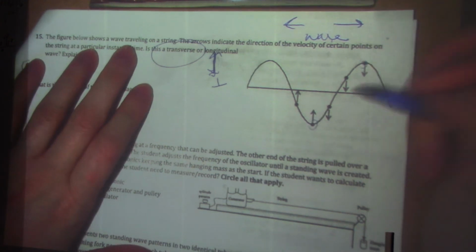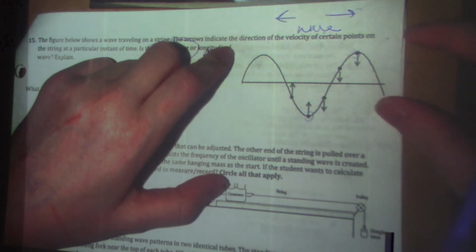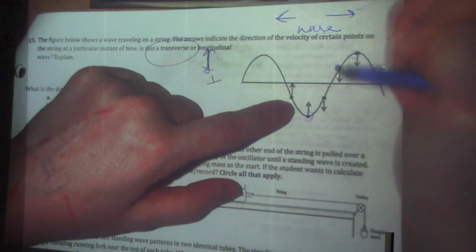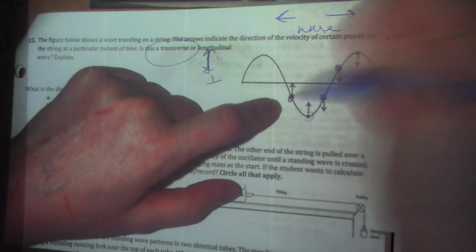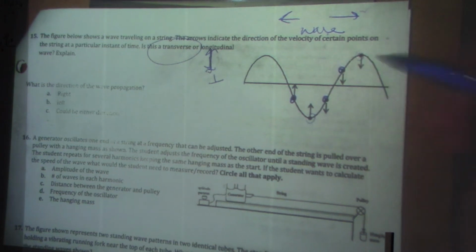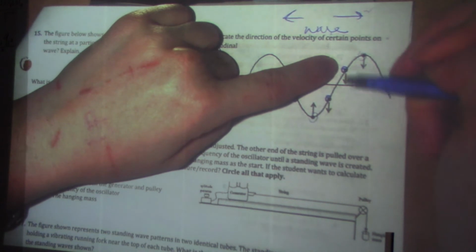I will say that these 2 points right here aren't going to help you, because if the wave was shifting to the left, this point would next be up, and this point would next be down. Or if it was shifting the opposite way, either way, this one is going to go up and this one is going to go down. So you have to look at these ones in particular, because these ones will do the same thing no matter which way it's going.